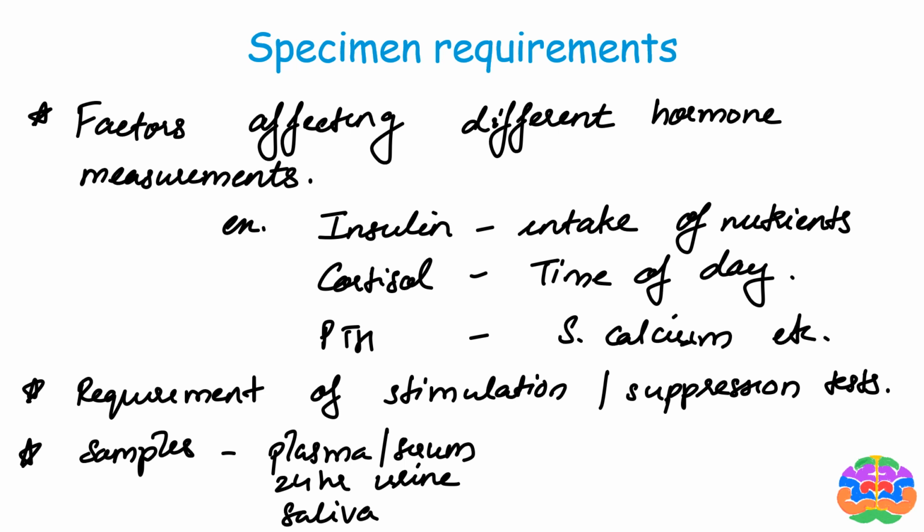Next is to know whether the particular condition requires a stimulation or a suppression test and what type of sample is required to measure a certain hormone. Mostly, samples collected include plasma or serum, 24-hour urine, or saliva.